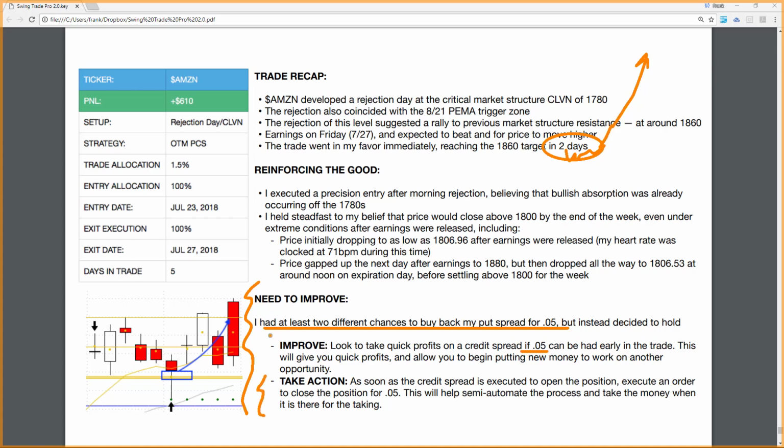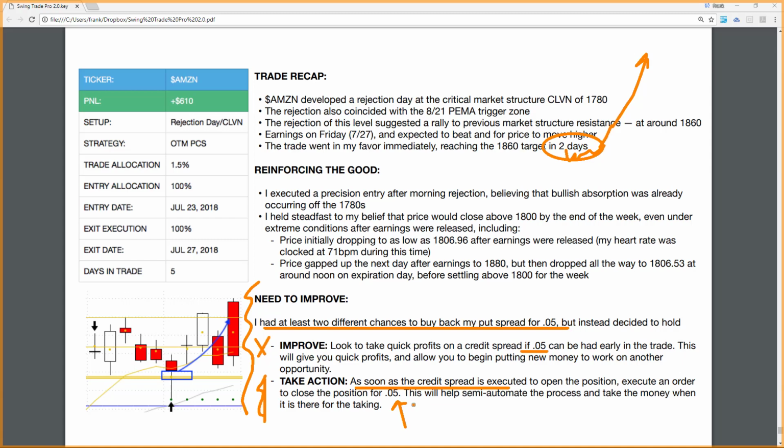So here's my take action. This is what I can improve upon. Now, how do I take action? As soon as the credit spread is executed to open the position, execute an order to close the position for a nickel. So right away, put in your target. This will help semi-automate the process and take the money when it is there for the taking.